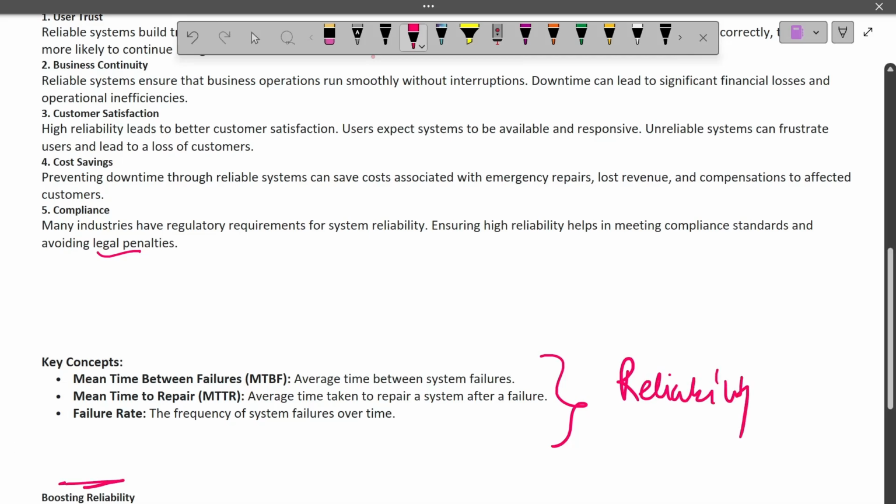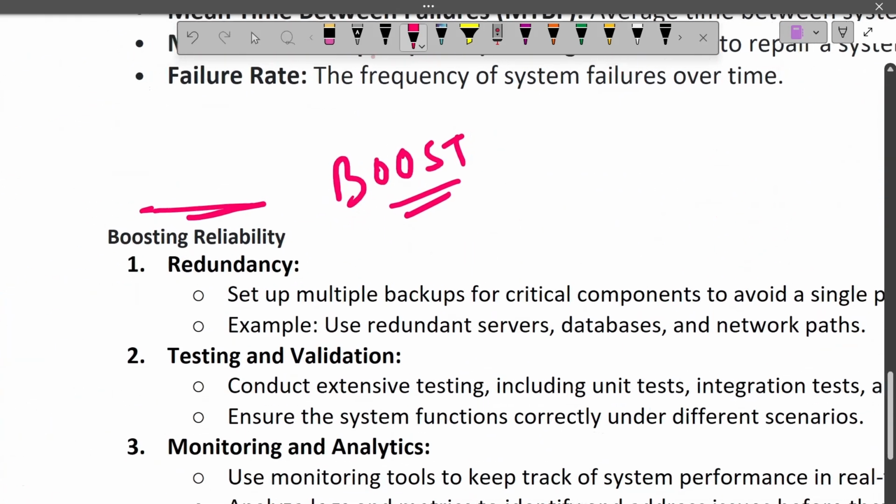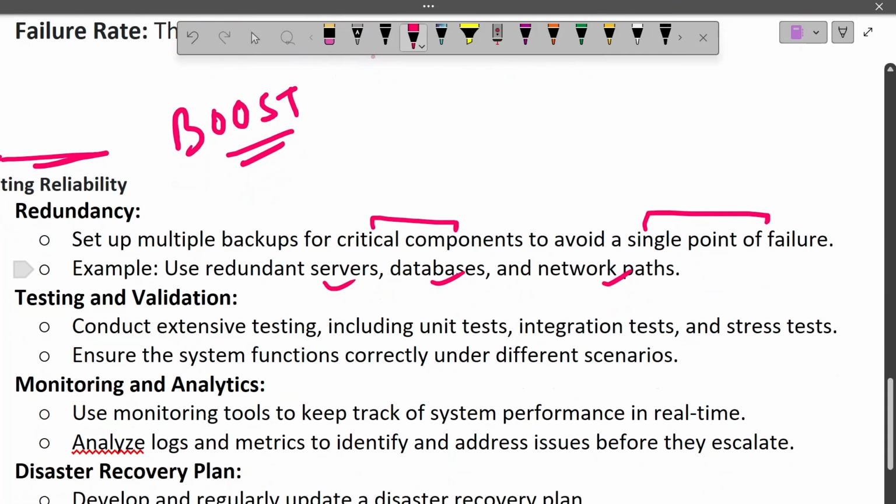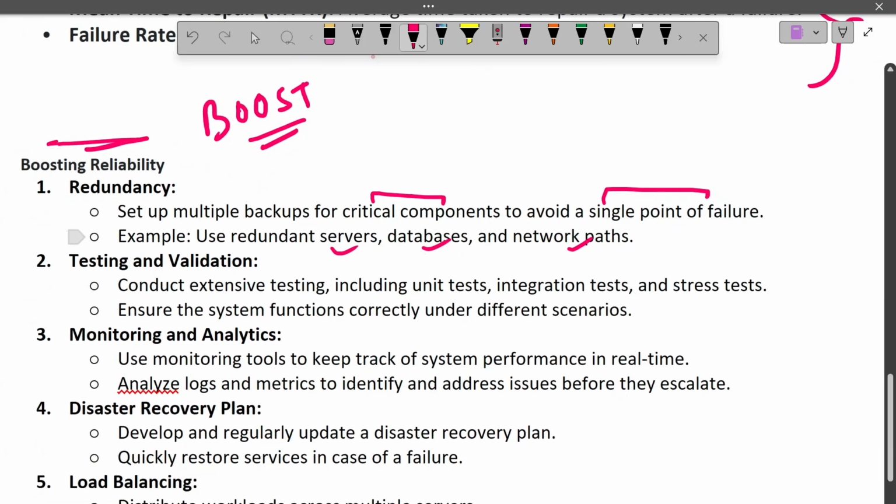Now, boosting reliability. So, how can we actually boost the reliability? Different things we can do for that. One is to set up redundancy for the critical components to avoid the single point of failure. Your servers, your database, network paths, they can be redundant. We have discussed this in the redundancy topic. Testing and validation: not only your unit tests, there can be performance tests, stress tests, all different types of testing can be done to actually see how your system performs under stress. Monitoring analytics, like I said, observability metrics, very, very important to keep track of how your system is performing in real time and proactively address the issues.